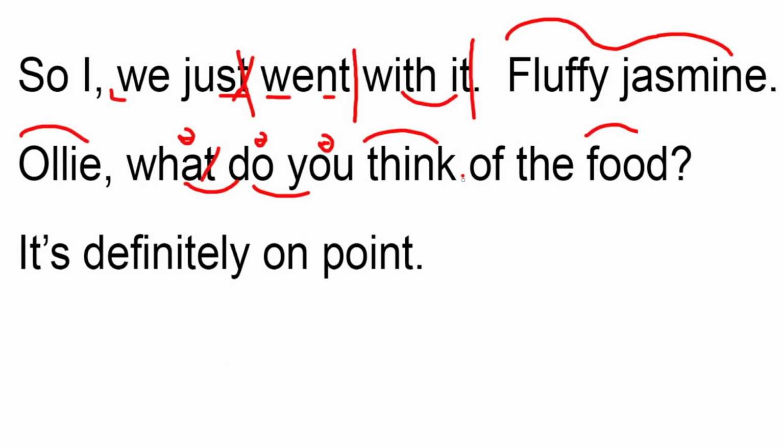Of and the. Two more function words together said very quickly. Just the schwa. I don't pronounce the V sound at all. The, pronounced with the schwa. It's not of the, but the. This is how we pronounce this in conversation. The food. What do you think of the food? Think and food, both being clear and longer.